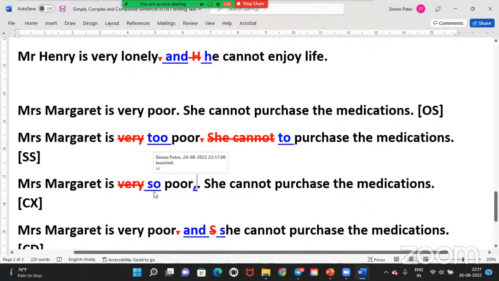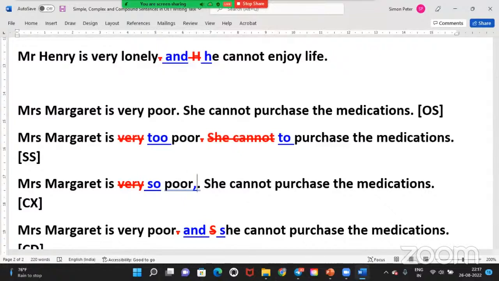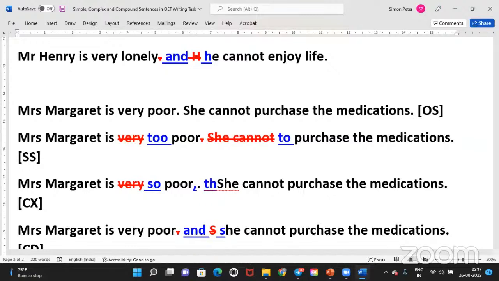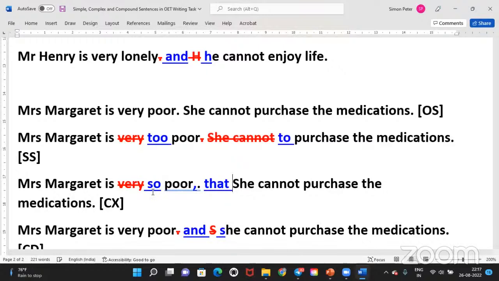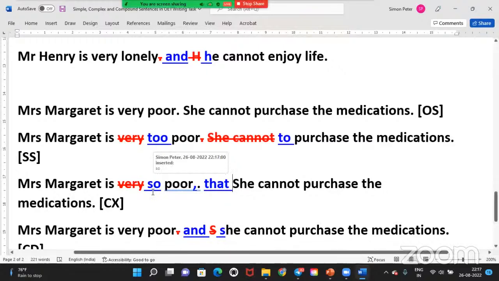So poor that. Yes, sir. That she cannot purchase her medication. That she's so poor that she cannot purchase the medications. Are there two mistakes still? Yes, three mistakes are there. Wow. No, and you made another mistake. The full stop should be out, sir. The full stop and the comma should be out.